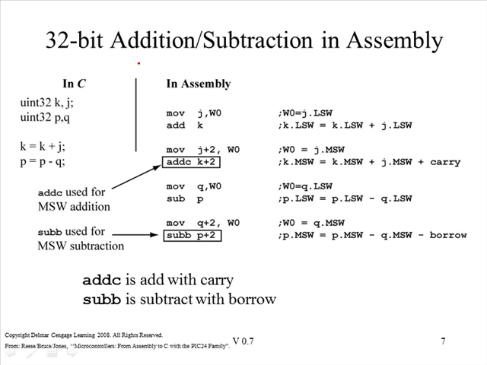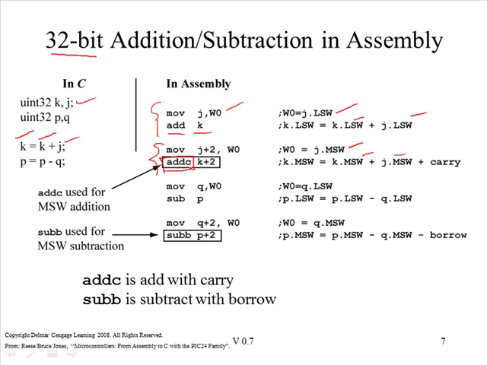So let's look at some examples. We're going to do 32-bit addition and subtraction. So here's going to be K is equal to K plus J. These are 32-bit wide variables. This 2 instruction sequence right here will add the 2 least significant words together by moving J to W0 and then doing an add of K. This 2 instruction sequence right here is going to do the most significant word addition, except we're going to use a different add instruction here.